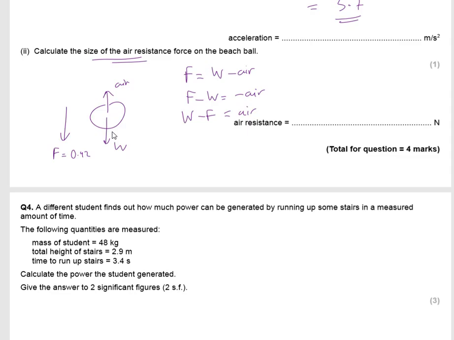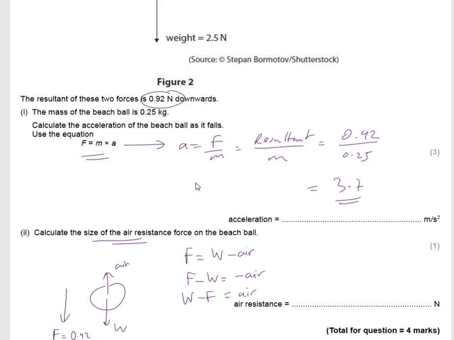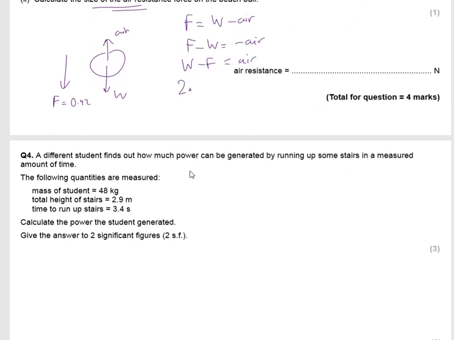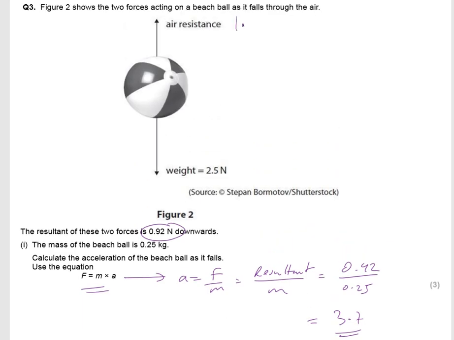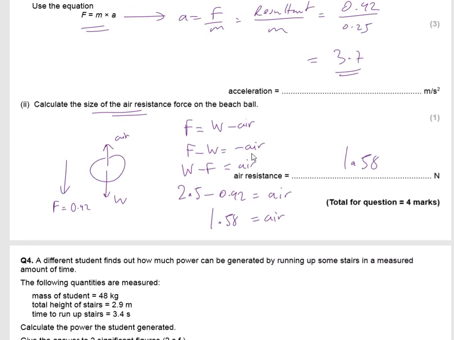So the weight, do we have the weight? Yeah, the weight is 2.5, take away 0.92, and this is the air resistance, which is 1.58. So therefore, this is 1.58 Newton. And you can see that the resultant force points downwards. Nice and easy. Two marks there.